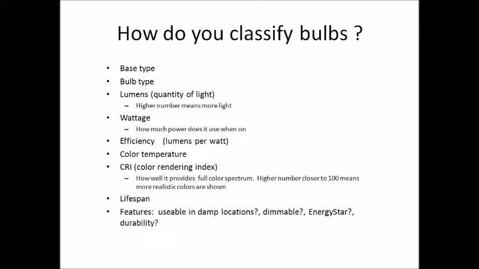Then you also see CRI, which describes how well it displays colors when the light is shining on other objects. The higher number, closer to 100, means more realistic colors are shown. Lifespan is also important. And you need to know, can it be used in your application? Is it dimmable? Is it Energy Star certified, so it's got some higher quality manufacturing in it, durability, and so on.